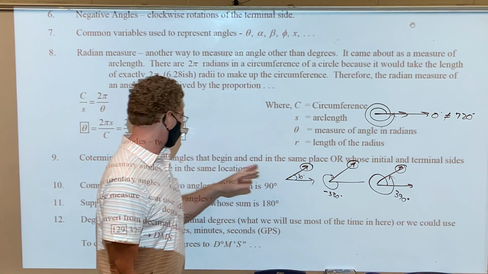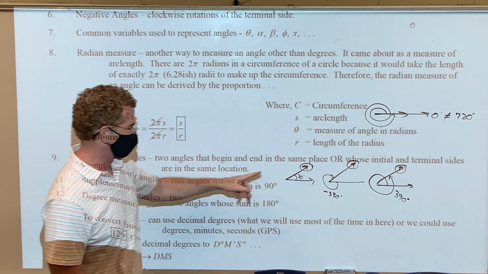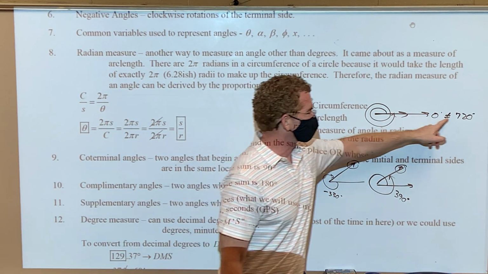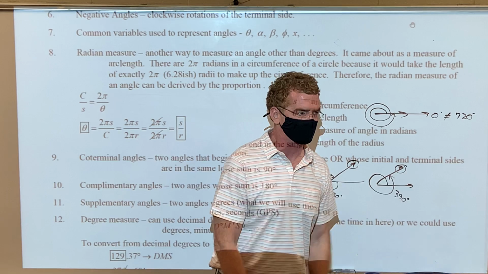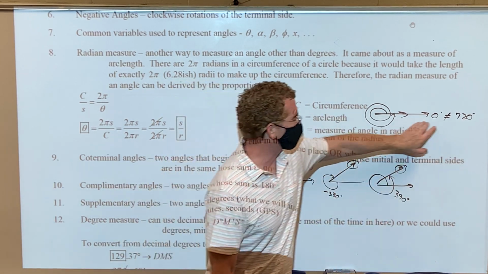but because the initial and terminal sides are in the same location, these angles are coterminal. The trig functions of them will be the same. So like the tangent of that, the tangent of that would have the same thing. Or the sine of that, the sine of that.